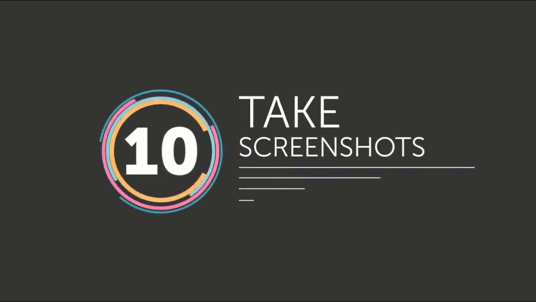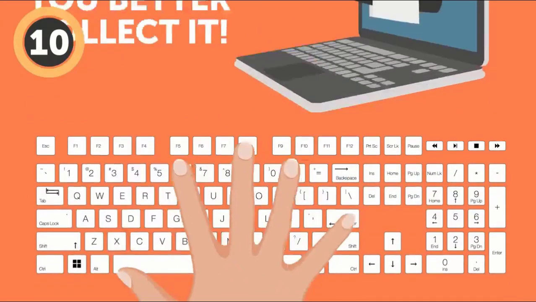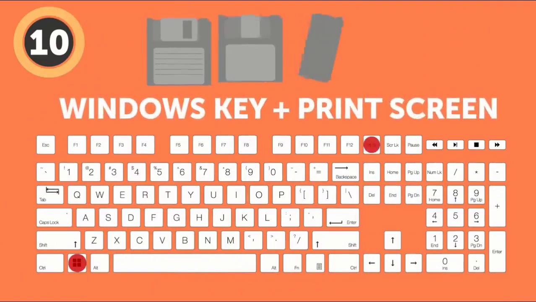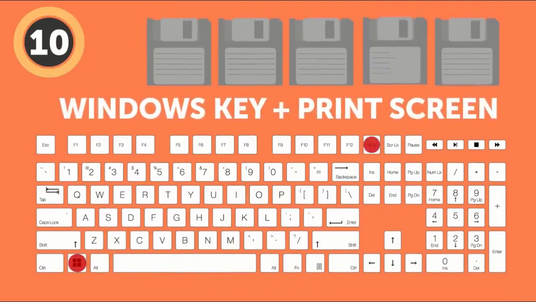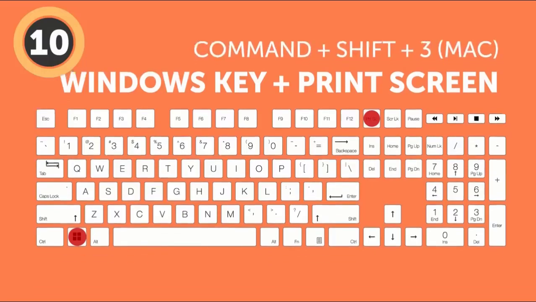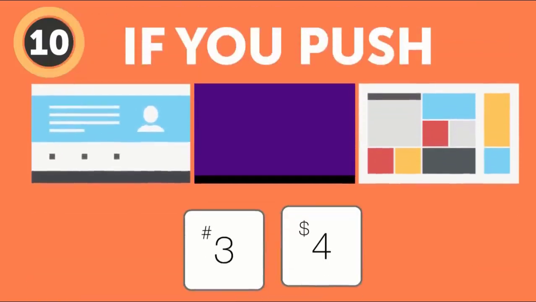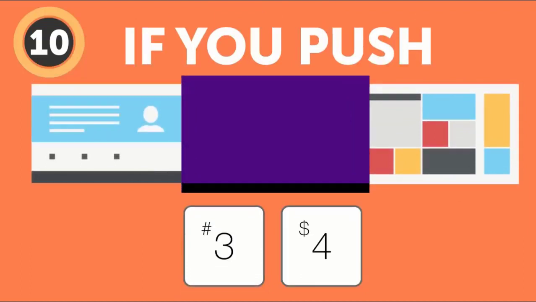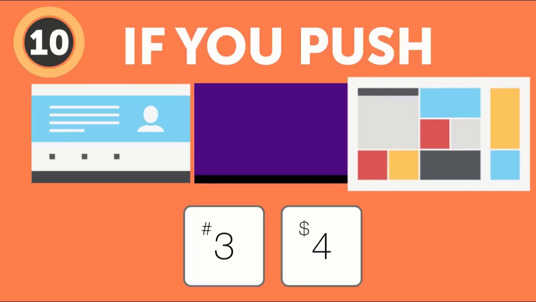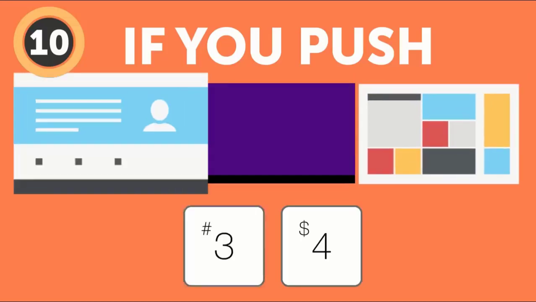Number 10. Take screenshots. Use the Windows key plus Print Screen to take a screenshot and immediately save it in the image folder on your hard drive. Mac also lets you take screenshots by pressing Command plus Shift plus 3. But for you, it gets even cooler. If you push 4 instead of 3, you'll be able to choose what part of your desktop you want to snap a picture of, or even take a screenshot of only one exact window.